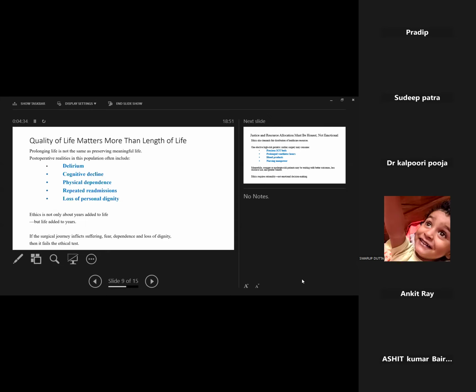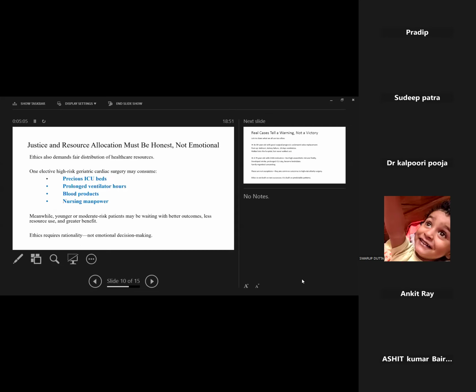Quality of life matters more than length of life. Prolonging life is not the same as preserving meaningful life. Post-operative realities in this population often include delirium, cognitive decline, physical dependence, repeated readmissions, loss of personal dignity. Ethics is not only about years added to life, but life added to years. If surgical journeys inflict suffering, fear, dependence, and loss of dignity, then they fail the ethical test.